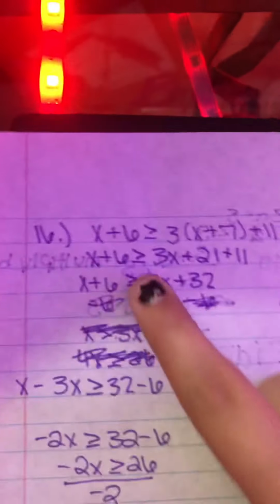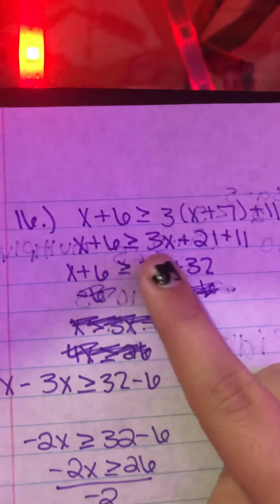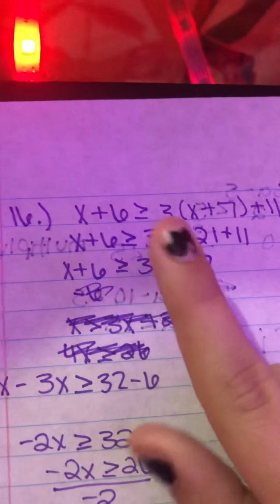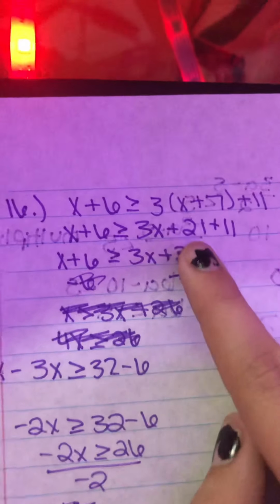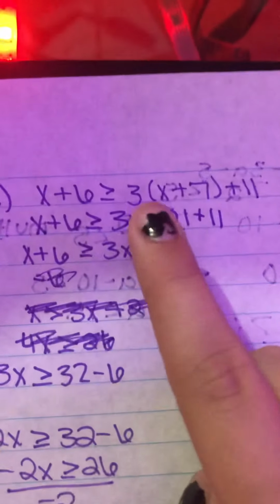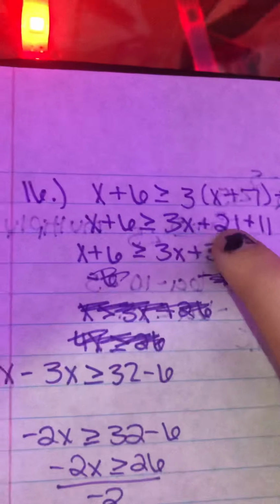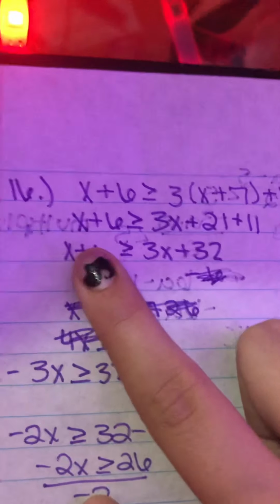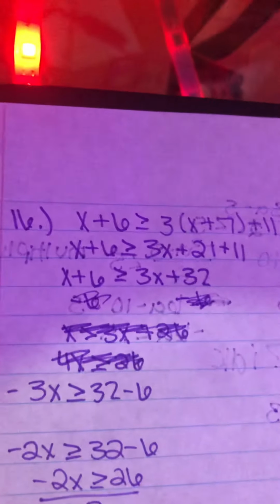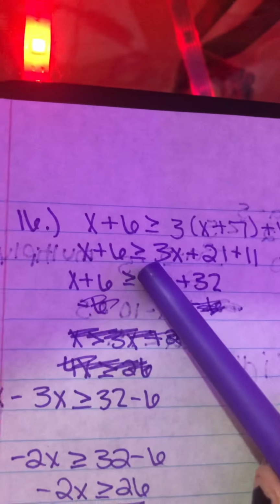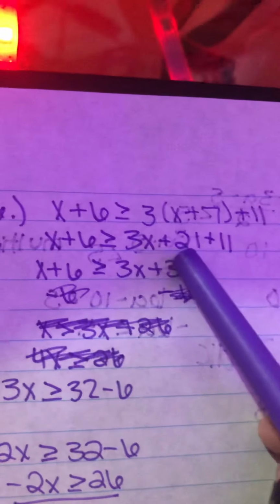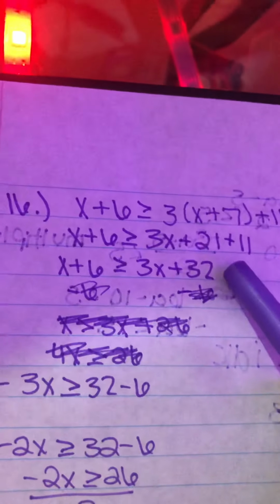Okay, and then 16, it was a long one, x plus 5 is greater than or equal to 3 times x plus 7 plus 11. So I just moved the parentheses. I figured that out so that x plus 6 is greater than or equal to 3x plus 21, plus 11.